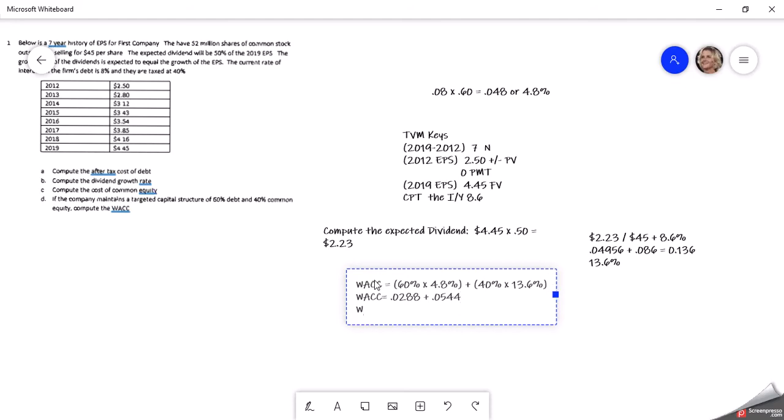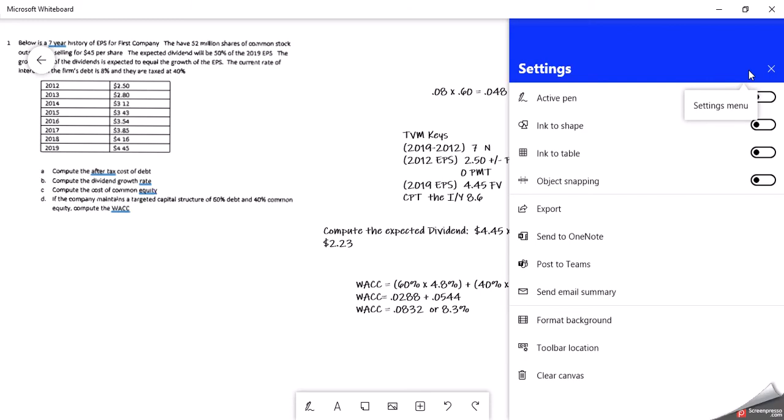And then we add those together for our total weighted average cost of capital, 0.0288 plus 0.0544, and we get 0.0832 or 8.3% if we round it to the nearest tenth. And then always do a double check, because it's a weighted average, so it should be above the 4.8 but below the 13.6, and it is. So that seems reasonable. So we are good with that. So that is our first question.